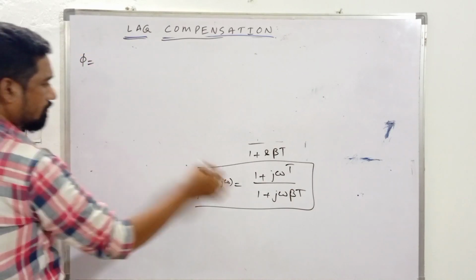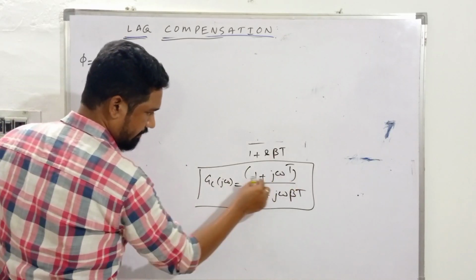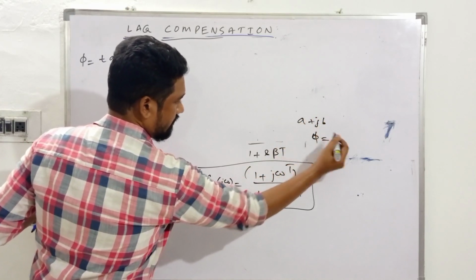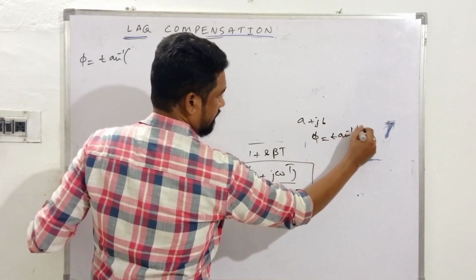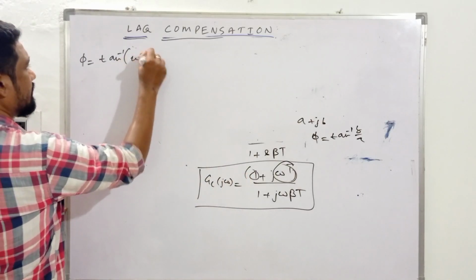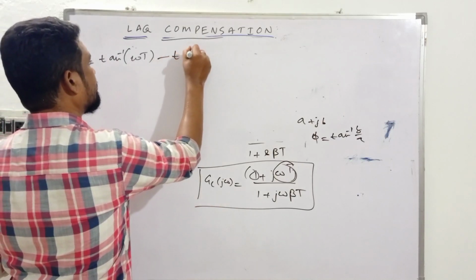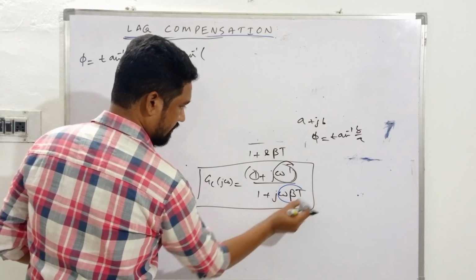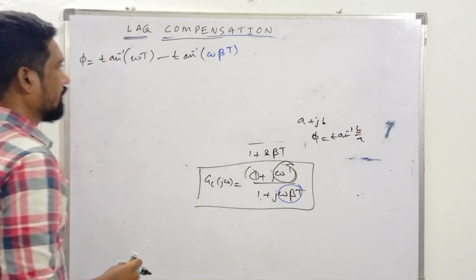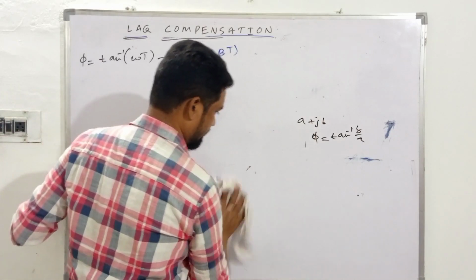Considering this, how do we write the phase equation? Phi will be equal to, for the numerator part, tan inverse b by a for a plus jb. What will be the angle? Tan inverse b by a. In the similar way, we have tan inverse of omega T, minus, since it is in the denominator, tan inverse, again b by a, of omega beta T. This is the expression for the phase angle of the lag compensator in time constant form.